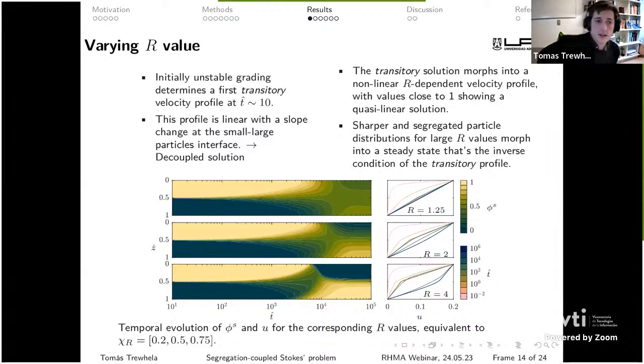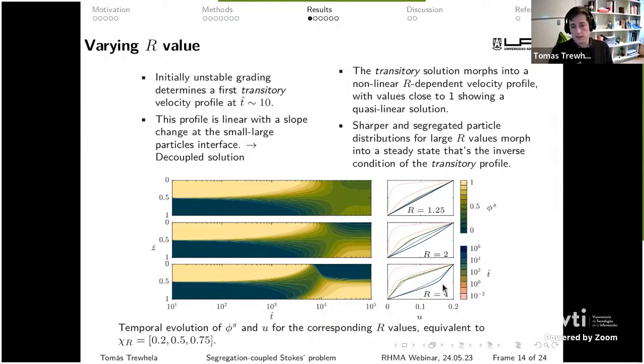So now moving towards the results, I'm showing here at the left of the figure the evolution of the particle concentrations. The lighter or yellow colors correspond to the small particle concentration, and the darker colors correspond to large particle concentrations, moving from 0 to 1 in this relative scale. And as you see, in each of the columns I have a different size ratio, R. At the beginning I have one that is very close to 1, then another that is 2 and 4.